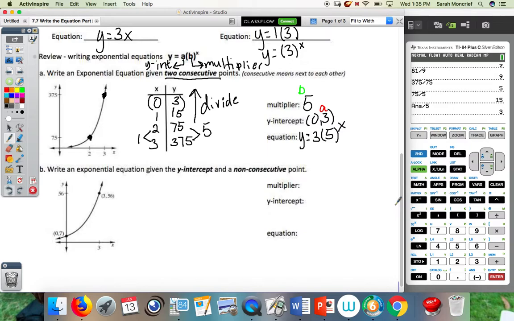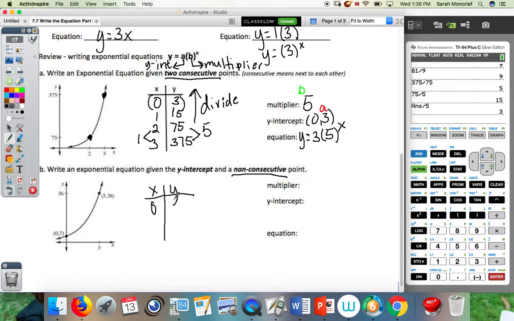B says write an exponential equation given the y-intercept and a non-consecutive point. So this is where it gets into what we're really learning today, the non-consecutive point. So remember, anytime we're writing an exponential equation from a graph, we need to make a table. So let's do it. So I have x, y, and we always want a 0 on there. So we got 0, 7, we know that one.